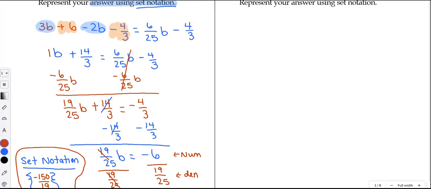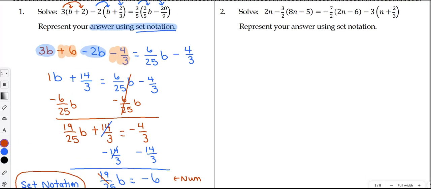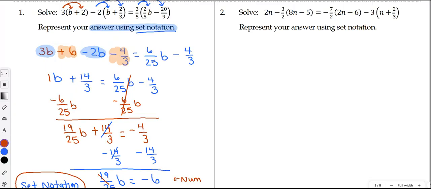All right, let's do it again. Let's see what happens here. So here we have another equation. We're solving for n. We're representing our answer using this new notation. So I'm going to do my distribution and all that stuff, right? We get 2n minus 12n. I'm distributing, putting in my calculator if I need to. Distribute. We get a positive 15 over 2 equals, keep distributing. We get a negative 7n. Distribute. We get a positive 21.